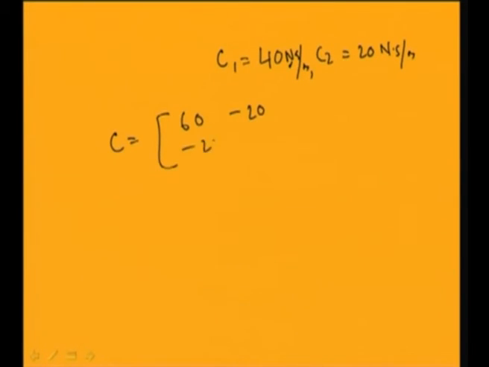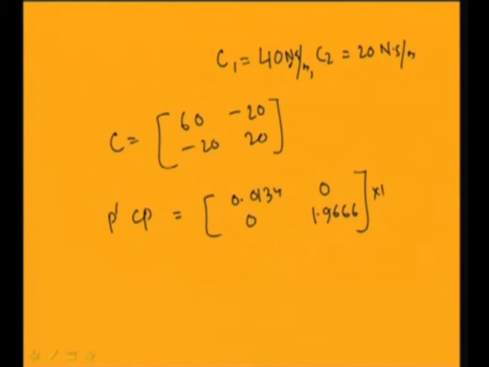So in this case, let me take C1 equal to 40 and C2 equal to 20. So 20 Newton second per meter, 40 Newton second per meter. Then the C matrix will reduce to 60, minus 20, minus 20, 20. So in this case you can find this P transpose C P will be equal to 0.0134, 0, 0, and 1.966, into 10 to the power 3.